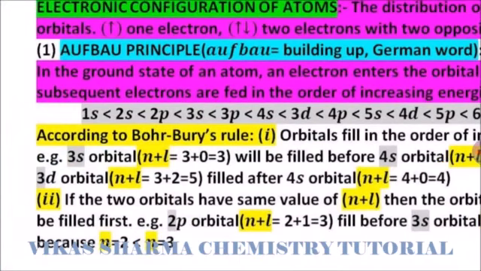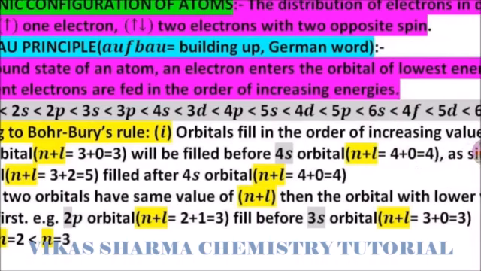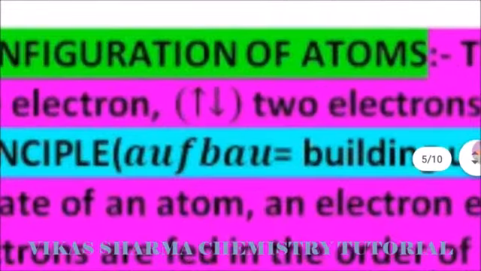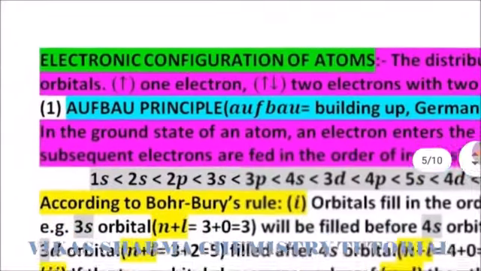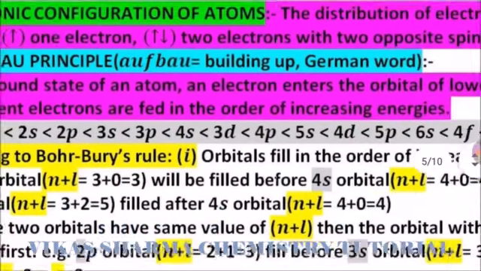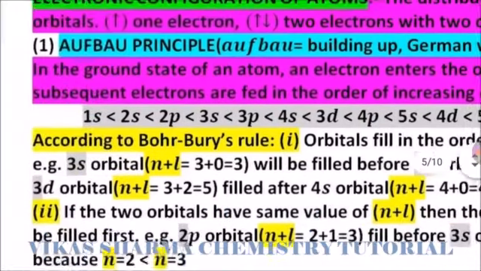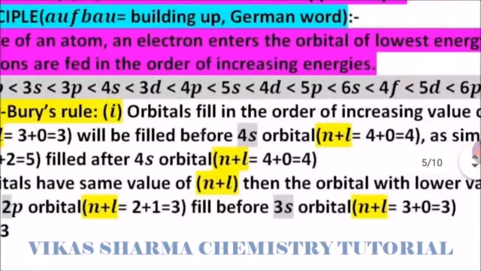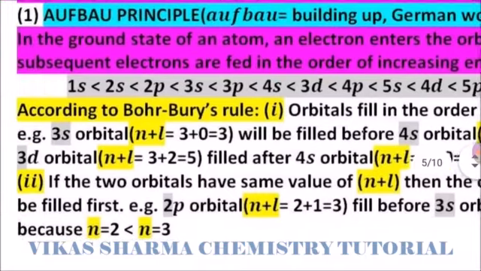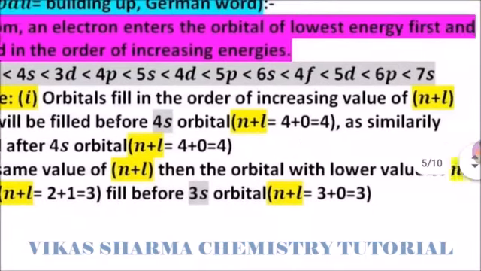The first arrow shows the positive spin, 1 electron with positive spin, and in our orbital the maximum holding capacity of an orbital is 2 electrons. So 2 electrons are never the same. These have opposite spin, meaning the first electron has positive spin and the second one has negative spin. So it's a principle which is known as the Aufbau principle. Aufbau is a German word. Aufbau means building up. So in the ground state of an atom, an electron enters the orbital of lower energy first, and then subsequent electrons are fed in the order of increasing energy.